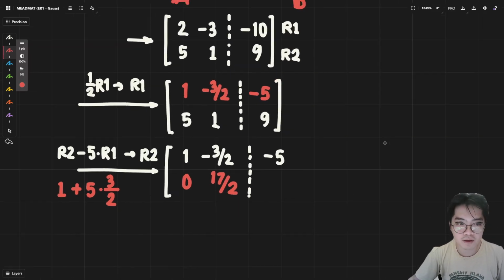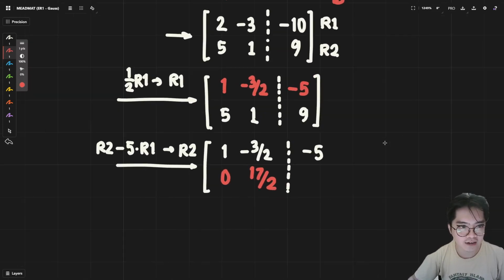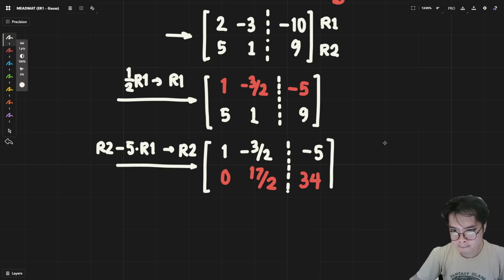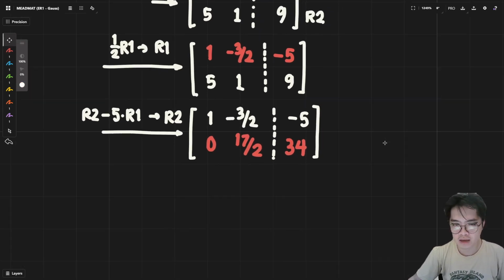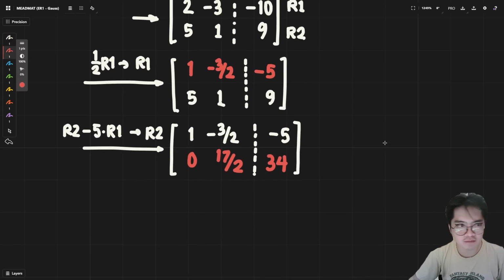And now, what about this? Right, our 9. 9 minus 5 times R1. So that's a negative 5, so you'll make this plus 5. 5 times 5 is 25, plus 9 is 34. Okay, now we basically have a row echelon form.